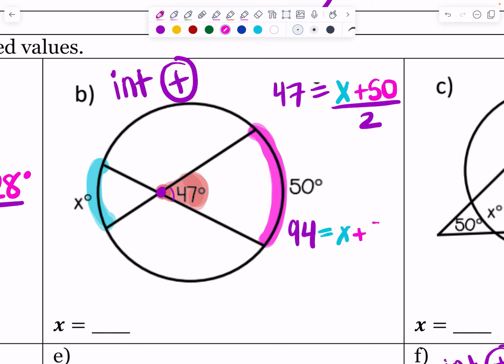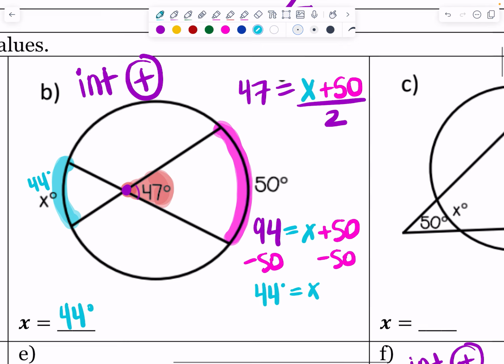Okay, so how do we get x by itself? We're going to subtract 50 from both sides. And when I subtract 50 from both sides, what is that going to leave me? For x, that is going to leave me 44 degrees. 94 minus 50 is 44 degrees. Does that make sense in terms of what that arc should measure? Does this look like a 44-degree arc? It does. That is a minor arc, so I know that I got a good answer. You could always go back and check it by doing 50 plus 44 and then divide by 2, and you will get 47. So you're just having to work backwards on this problem.